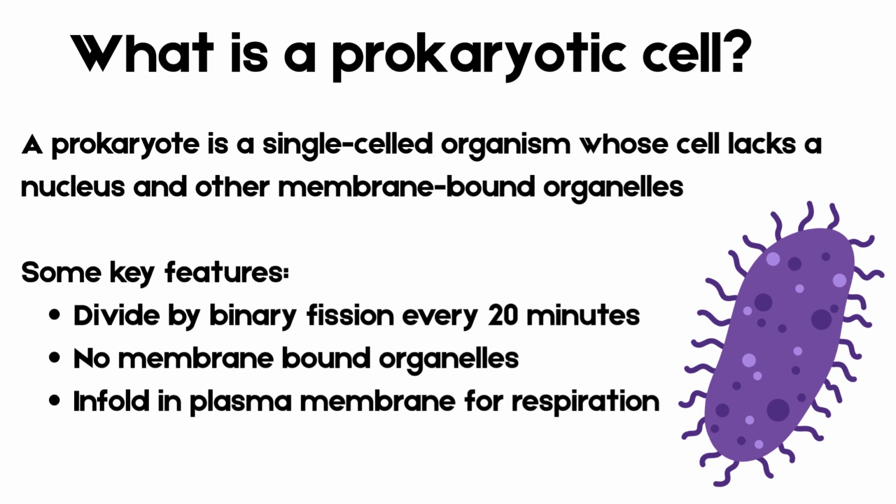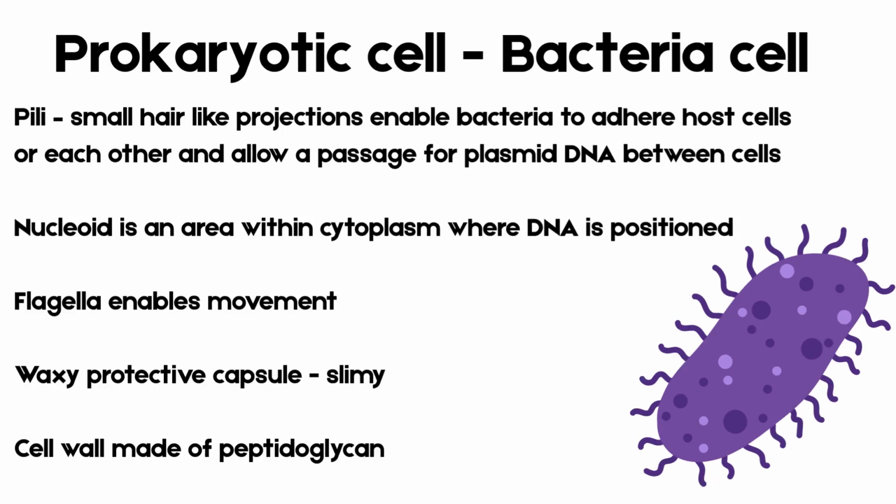Some key features are that it divides by binary fission every 20 minutes, has no membrane-bound organelles, and it has an infold in the plasma membrane for respiration. For example, a bacteria cell is a prokaryotic cell.